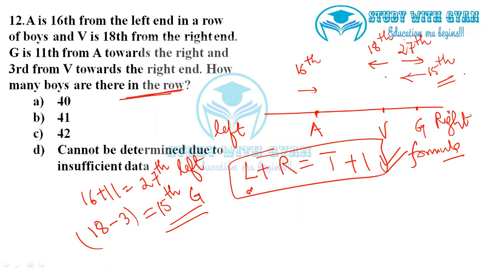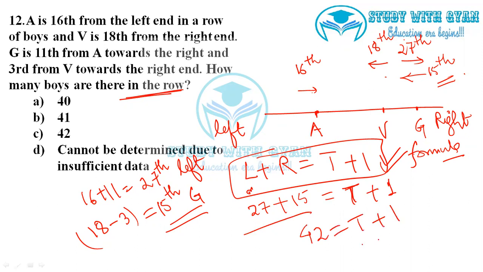So for this you can conclude that the position of G is already known from the left as well as from the right part. From the left it is on the 27th position, and from the right it is on the 15th place, and the total you can simply say is 41. Okay, no problem. So 27 plus 15, the sum will be 42, equals total plus 1. So total will be 42 minus 1, that means 41 as your answer.